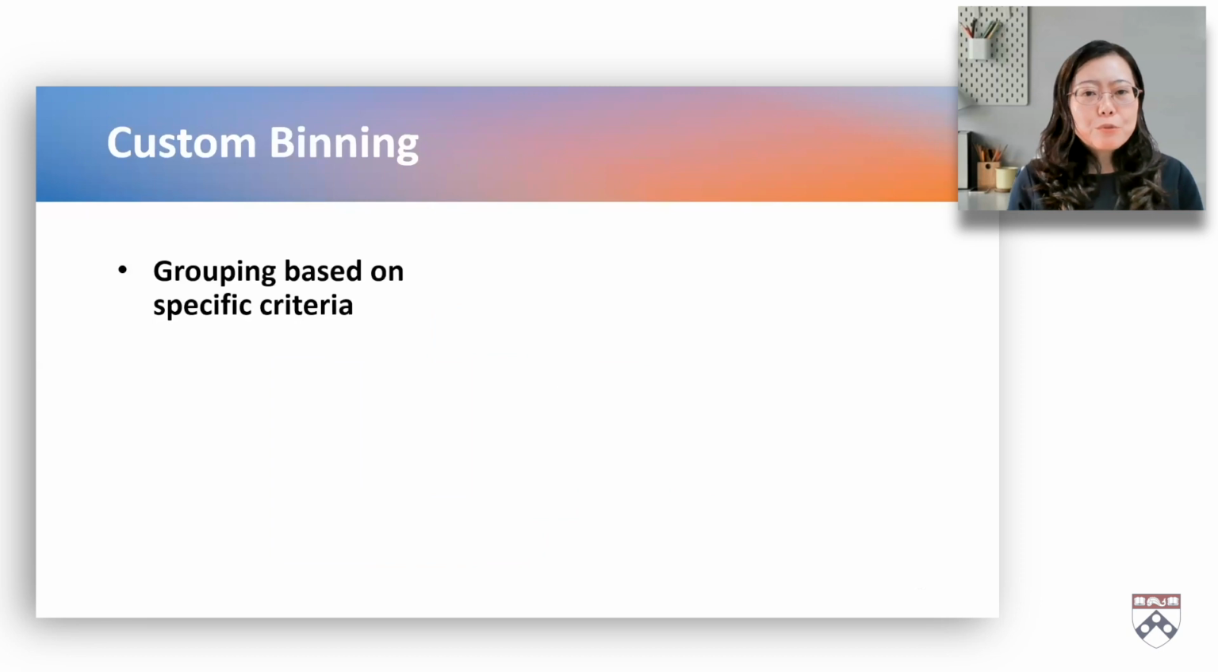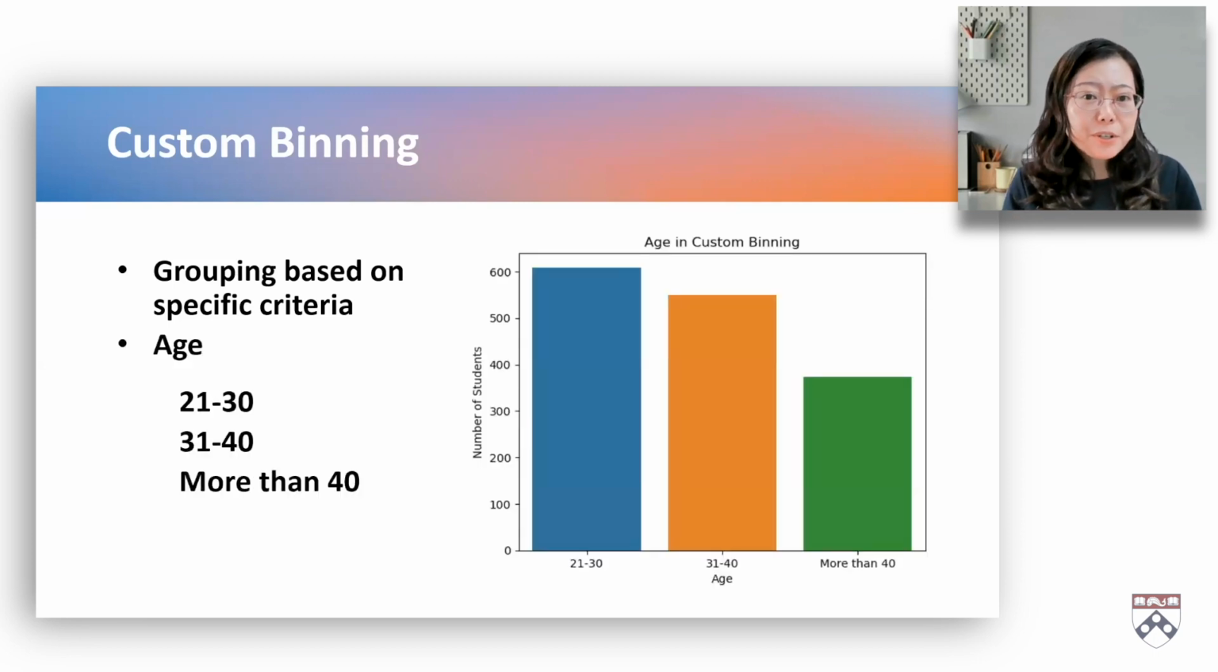Custom binning refers to the process of grouping continuous or numerical data based on specific criteria. The previous age variable can be grouped into three groups: 21 to 30, 31 to 40, and more than 40. I merged the age groups, 40s, 50s, and 60s, into one larger group because of the fewer cases among these three age groups.